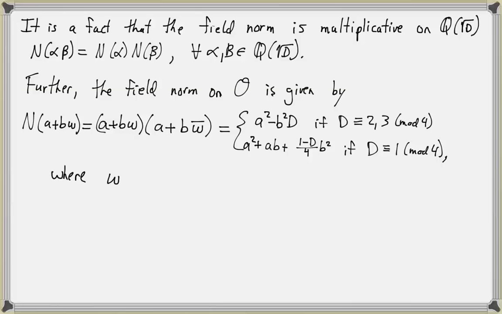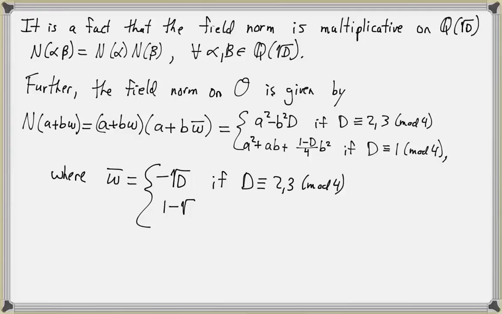And we need to define omega bar as the negative of the square root of capital D if D is congruent to 2 or 3 mod 4, and it's equal to (1 minus the square root of capital D) over 2 if D is congruent to 1 mod 4.